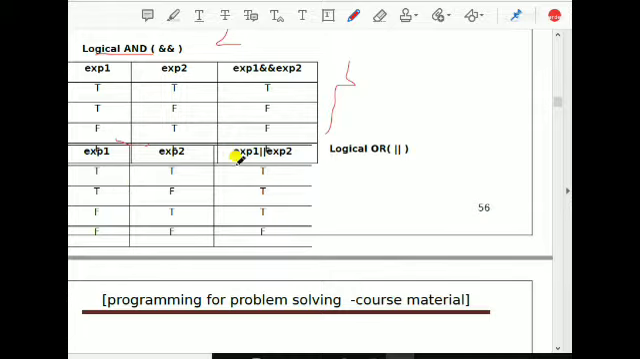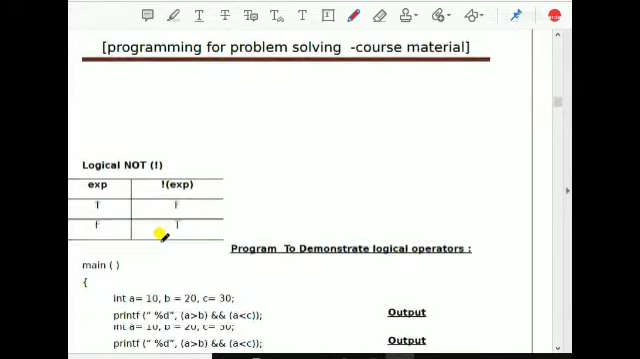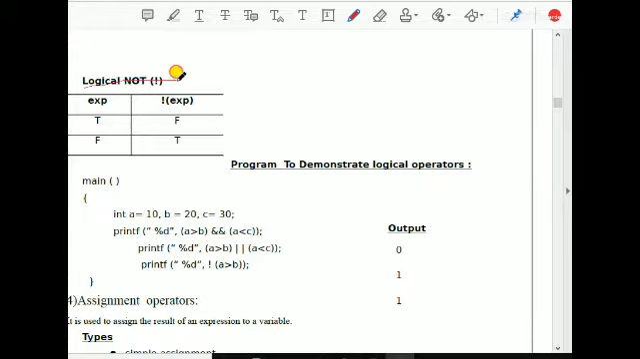You can easily write: if both are true, only true. If one is true and one is false, then again true only. If one is false and the other true, then again true only. If both are false, then definitely it will give false only. And after that we will go for logical not.